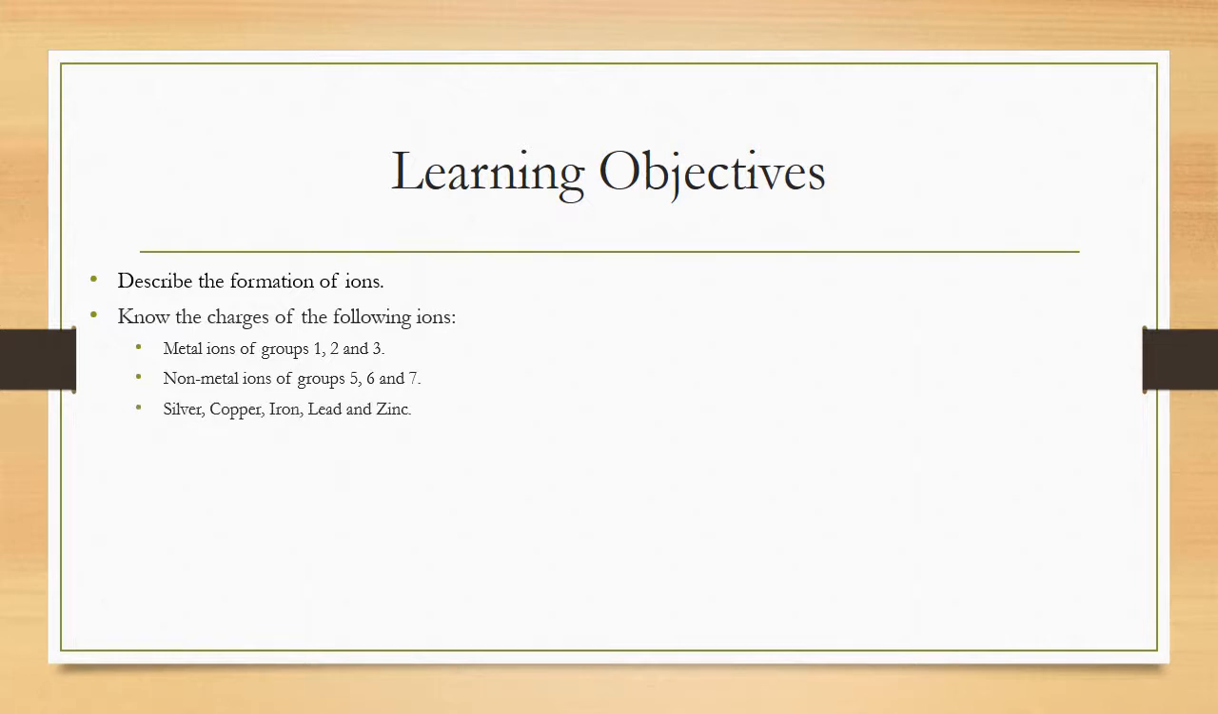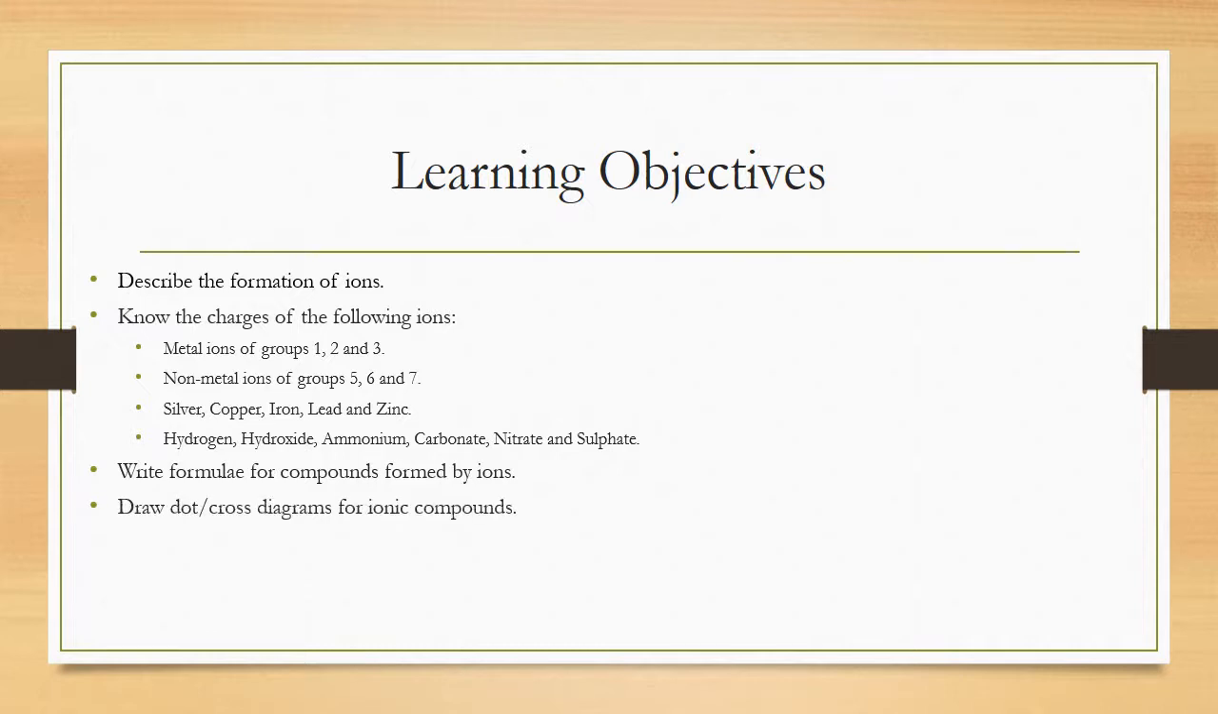You'll have to remember the ions formed for silver, copper, iron, lead, and zinc, and also remember for the non-metals, hydrogen, hydroxide, ammonium, carbonate, nitrate, and sulfate. No two ways around it, you just have to remember those. Then, now we have the formula of the ions. You're then going to use those formulae to determine the overall formula of compounds formed when these ions interact.